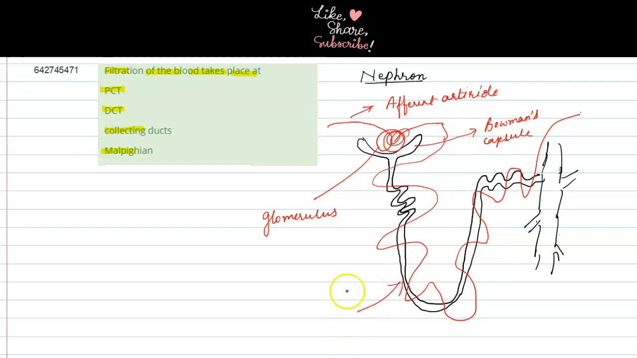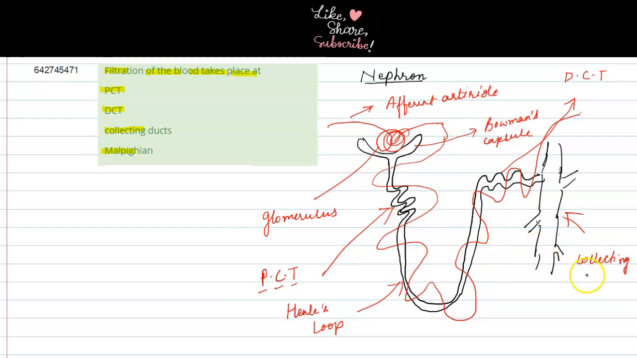This U-shaped structure here, which is like a loop, is known as Henle's loop. This structure here is known as the PCT, which is the proximal convoluted tubule, and this structure here is known as the distal convoluted tubule, and this structure here is known as the collecting duct. Okay, now you have already studied all these things. Let's find out what is the function of these terms that are given here.